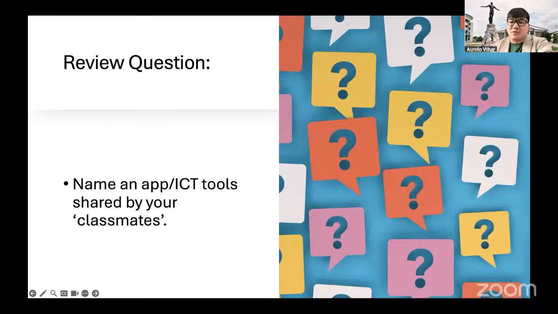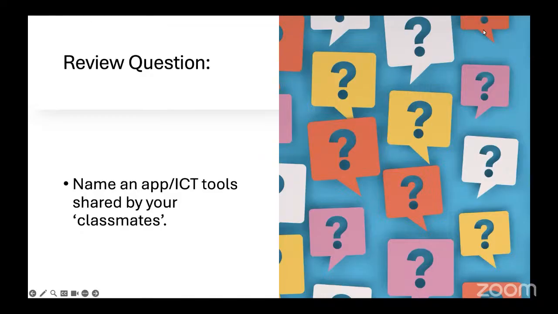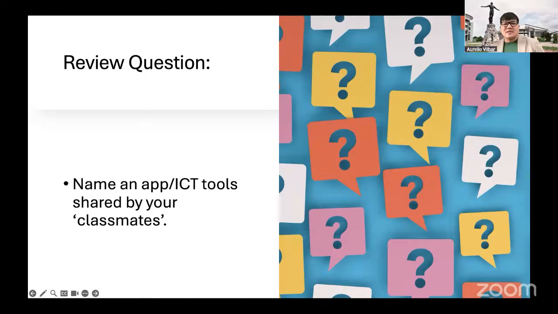Puwede po siya sa ibang courses aside from math? Yes. Para ba siyang Jamboard? Sorry, para ba siyang... Example po kasi ay hindi ko pa po na-try, pero parang gano'n na rin po ata 'to. Okay, sige. Thank you.